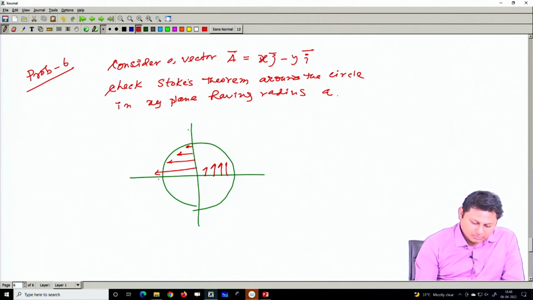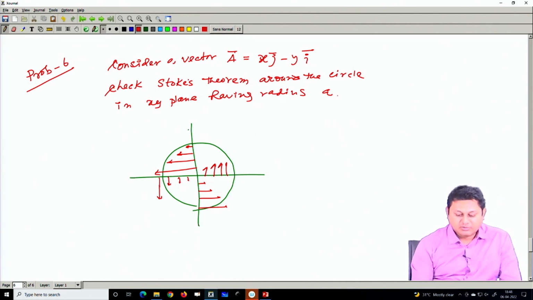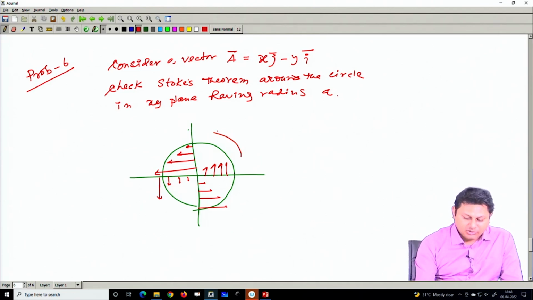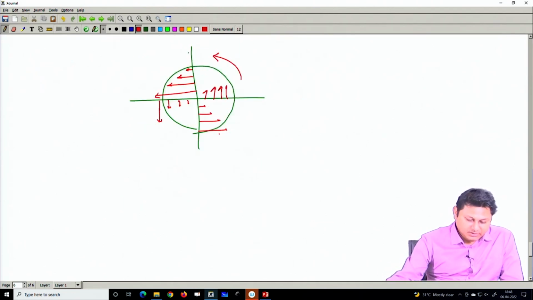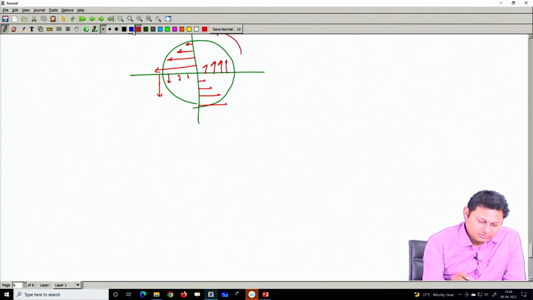And then it is a rotating kind of thing. So, here the vector field is rotating like this, and we need to calculate the Stokes theorem. So, in order to calculate, what is the Stokes theorem?